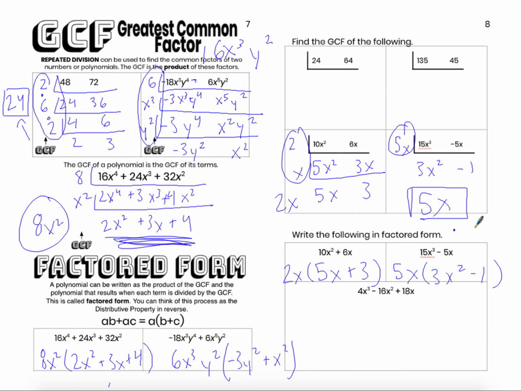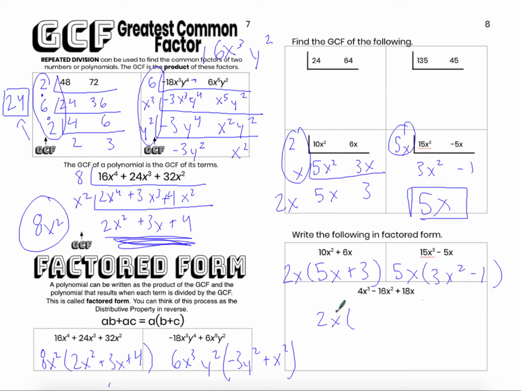15x to the third minus 5x. This one I didn't do above, so I would need to go ahead and identify that GCF. Oh, no, it's different than this one. I would need to go ahead and identify that GCF, which looks like it's going to be 2x, just 2x.